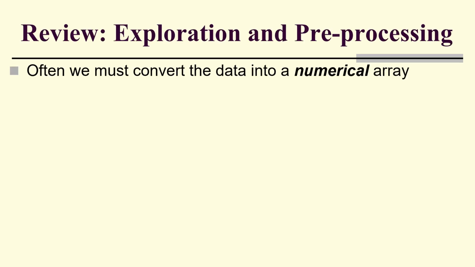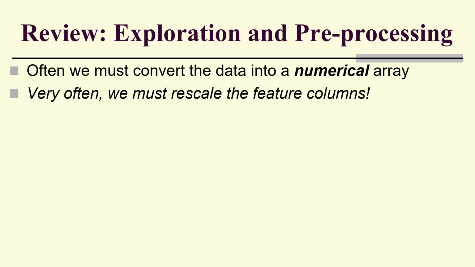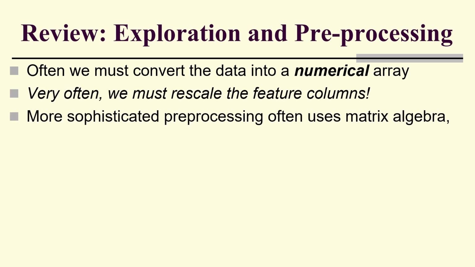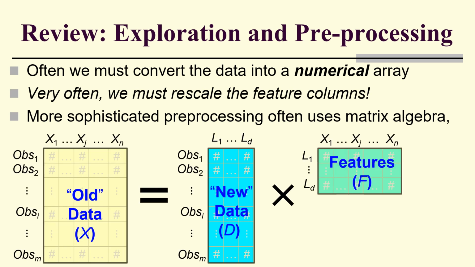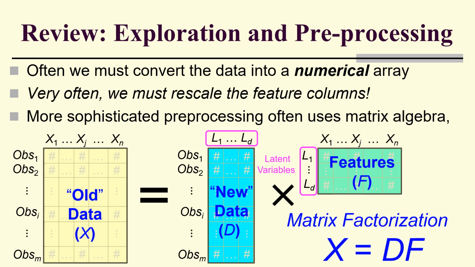We have to convert into a numerical array, and often we have to rescale the features. And more sophisticated pre-processing uses matrix algebra quite often. In particular, we often have an old data set that we write as the product of a new representation times a features matrix. And we introduce new variables when we do this, called latent variables. And then our matrix factorization is x equals df, or sometimes called matrix decomposition.